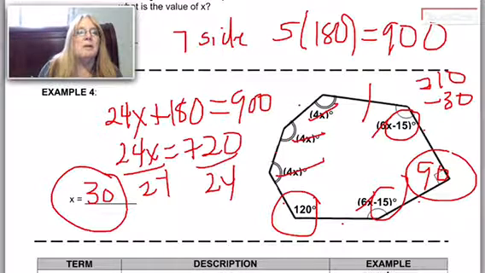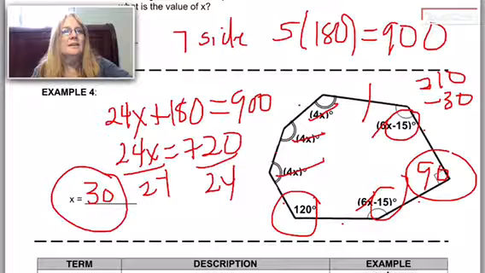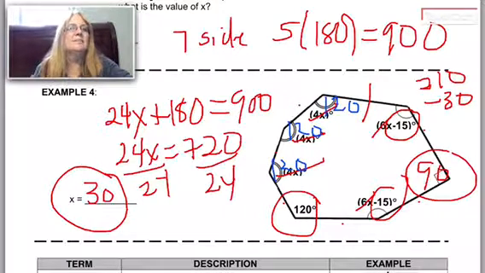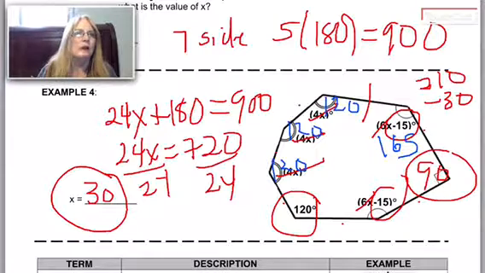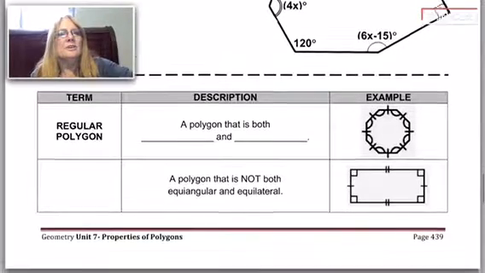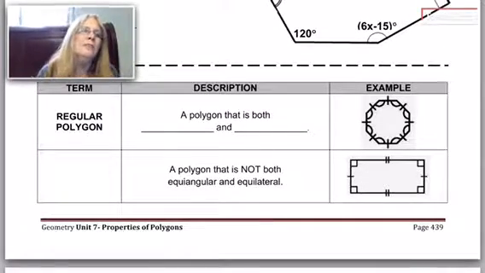Now, sometimes they might go back and ask you what are the angle measures themselves, and if they did, well, we could just take 4 times 30 is 120, 120, 120. 6 times 30 would be 180 minus 15, so that would be 165, and so on. So sometimes they might ask you to go back and fill in the actual measurements. All right, let's look at the next part of this. A regular polygon.